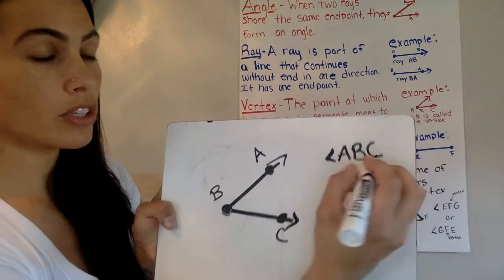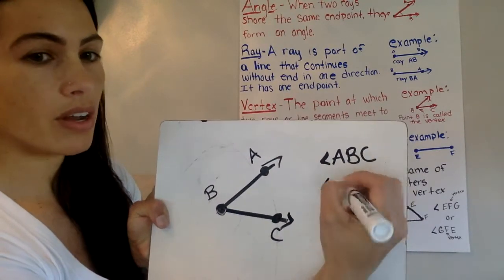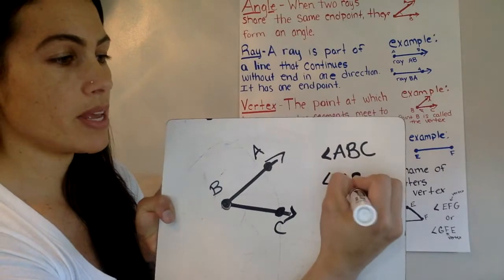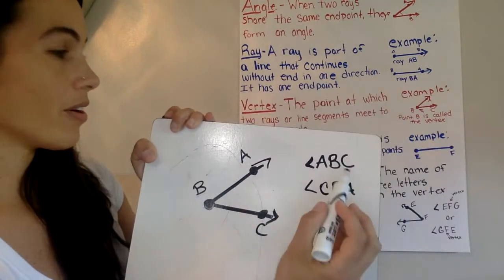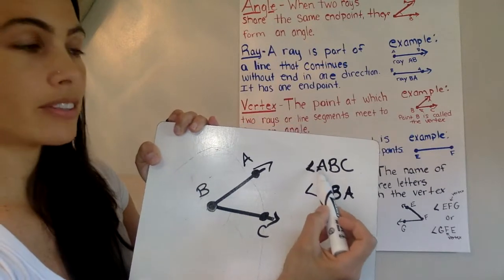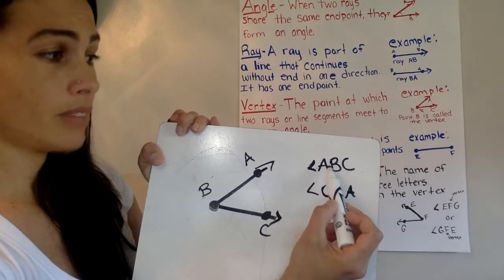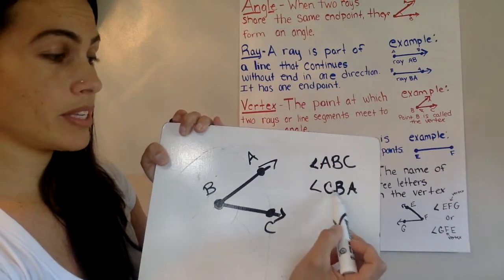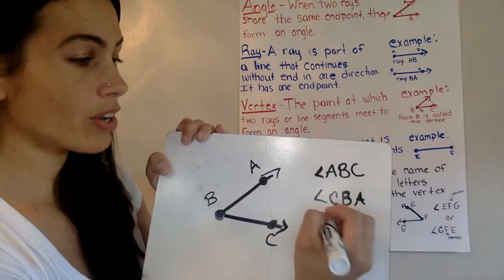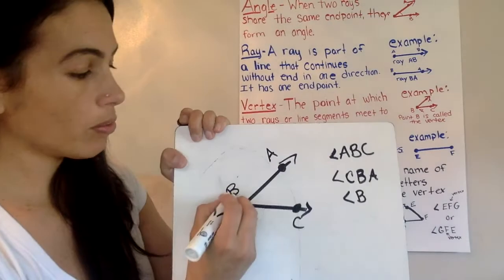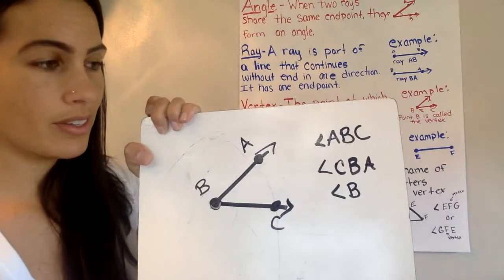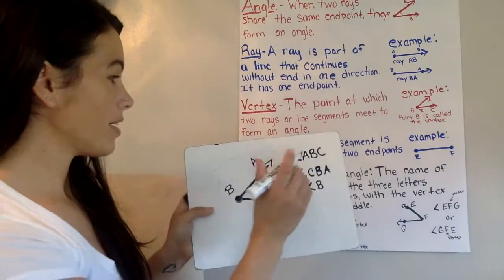So you can also write it C, B, A. So how to name an angle? All you're doing is making a little angle symbol and writing A, B, C, or it could be C, B, A. You can also write it as just angle B because of the vertex. Okay, so that's how you name an angle.